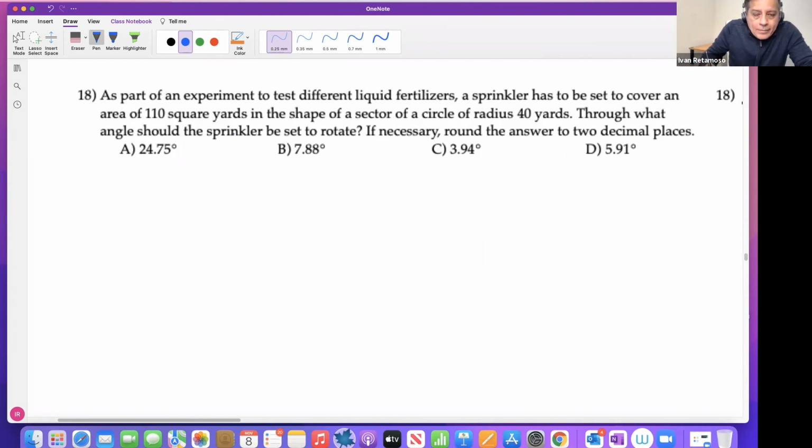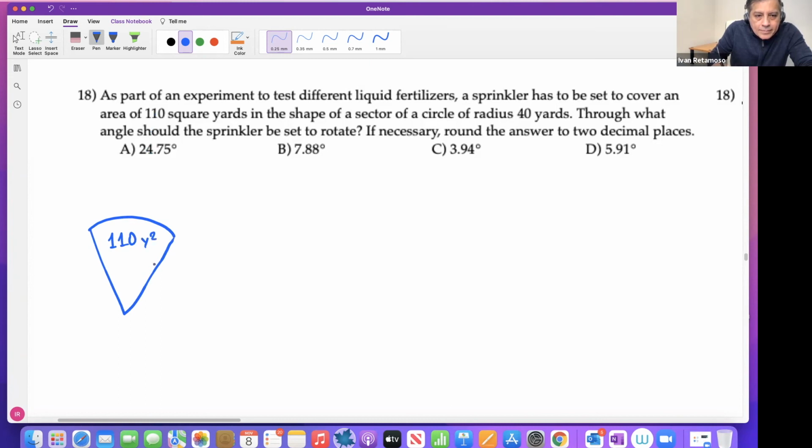Okay. Notice that here in this problem, area is given, but we are looking for the angle, right? The angle. So it's not gonna be a straightforward application of the formula, right? Instead, we're gonna come up with an equation and we're gonna solve for the angle. You will see, okay? All right, so let's start by drawing this diagram, right? Representing the sector of a circle. They say that the area given is 110 square yards, right?